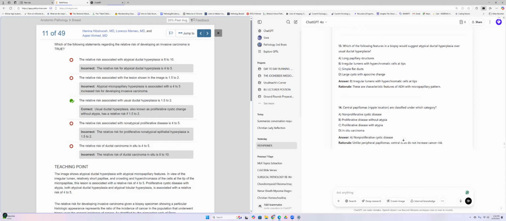Number 13. Each of the following features in biopsy tissues will suggest that the condition.